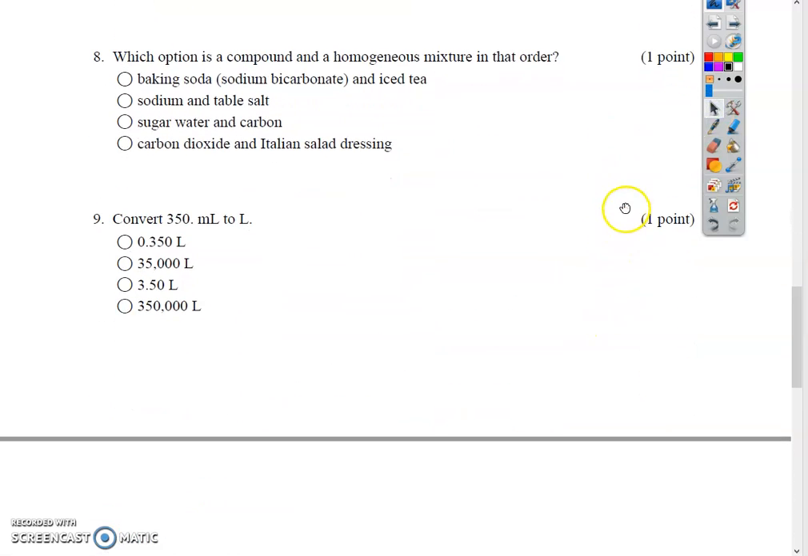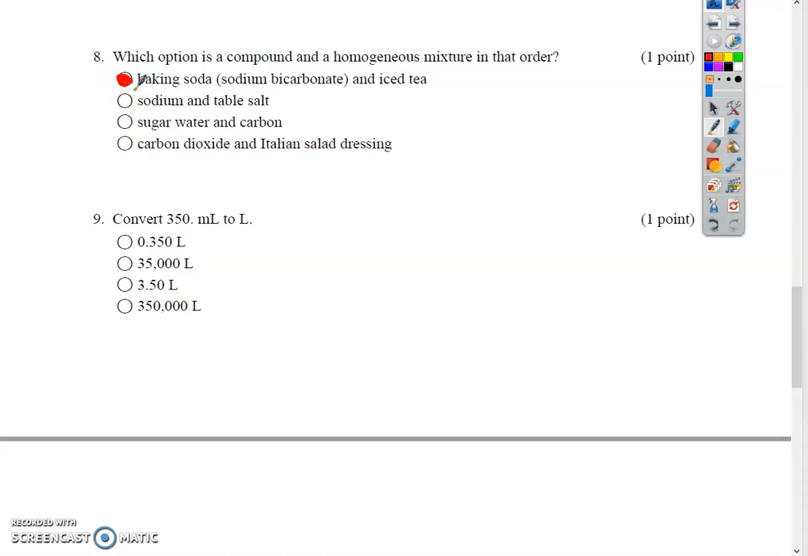A compound and a homogeneous mixture in that order. All right, so we look at this first example. Baking soda, which is just sodium bicarbonate, that is a compound. And then iced tea, I would say, is a homogeneous mixture. Now, for something like that, it's assuming that the iced tea doesn't have any undissolved sugar in it, or there's no tea leaves floating around in it or something like that. It's just this brownish kind of liquid. You can't tell that there's more than one thing in there. So that is the one that's actually a compound and a homogeneous mixture.